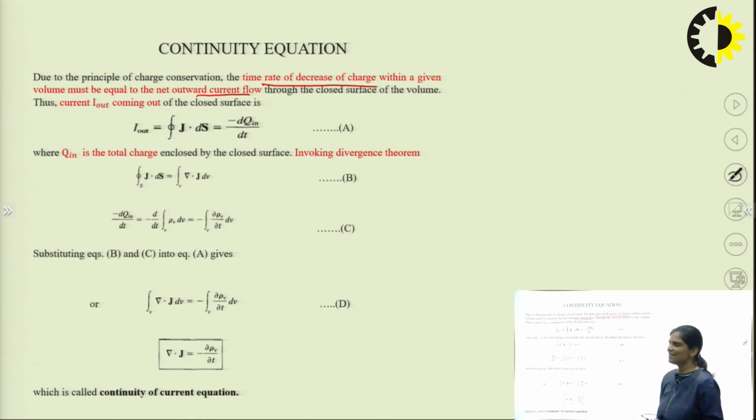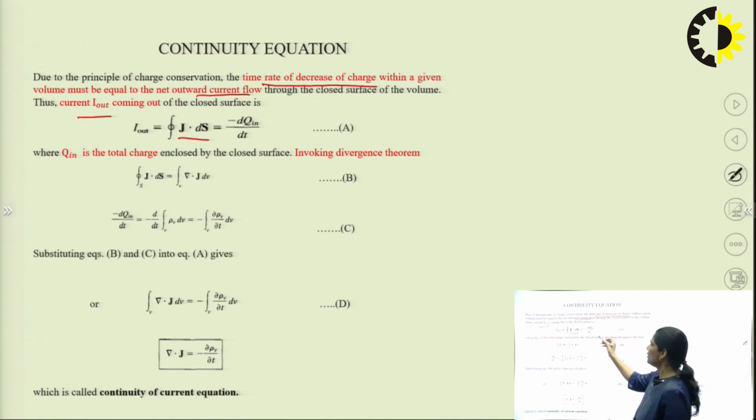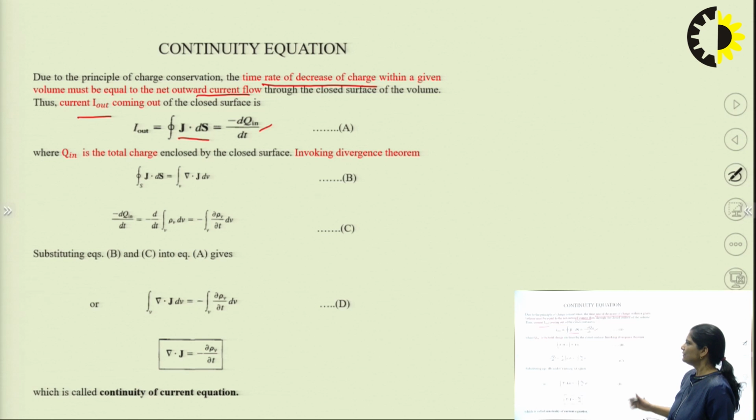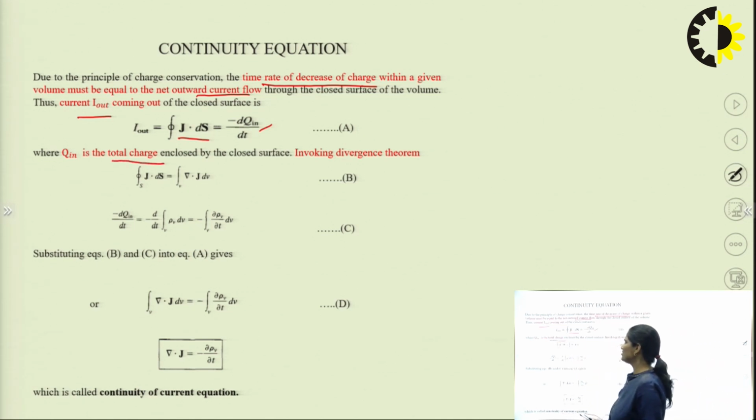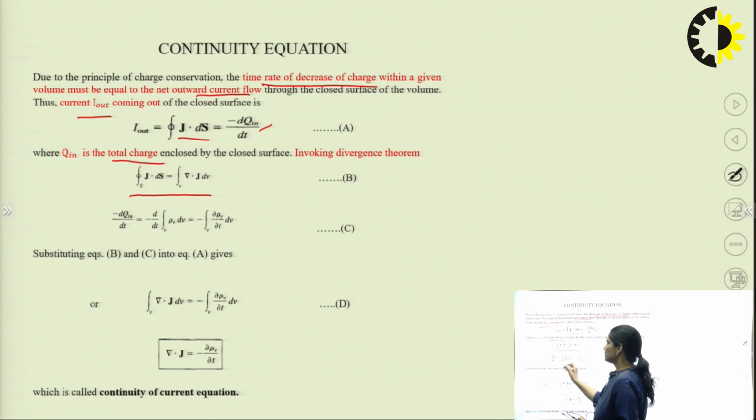If we are considering a closed surface of a volume, then the current out is equal to what? The closed integral of J dot dS, and that is equal to, as we have already done in the previous lecture, minus dQ_in by dt. Here Q_in is the total charge enclosed by the surface. Here you have to apply the divergence theorem, and you all know the divergence theorem: the closed surface integral of J dot dS is equal to the volume integral of del dot J dv. So this is the divergence theorem.